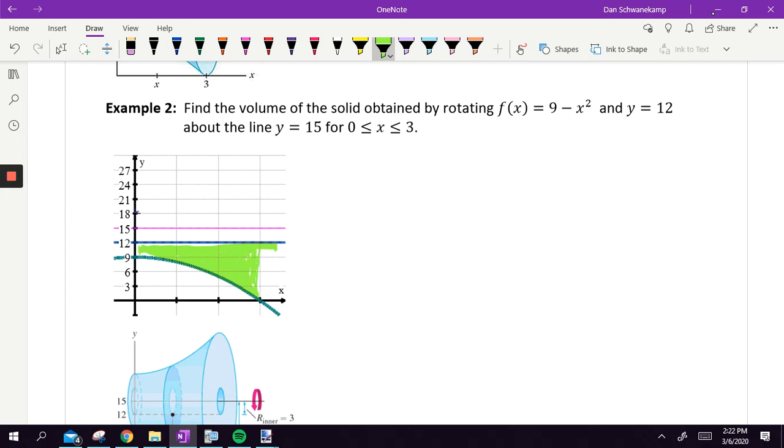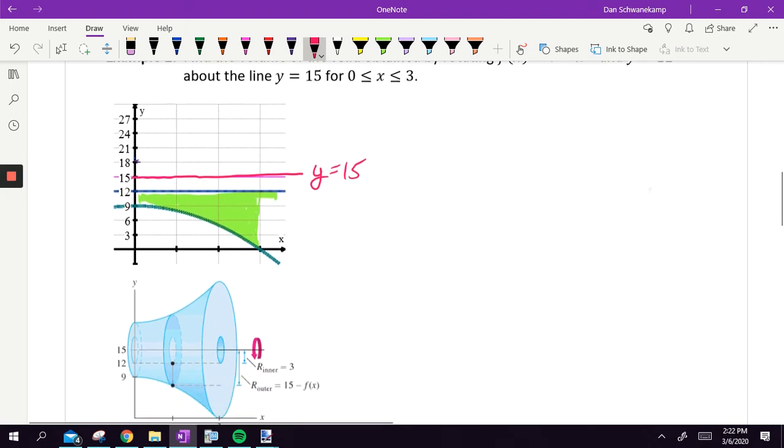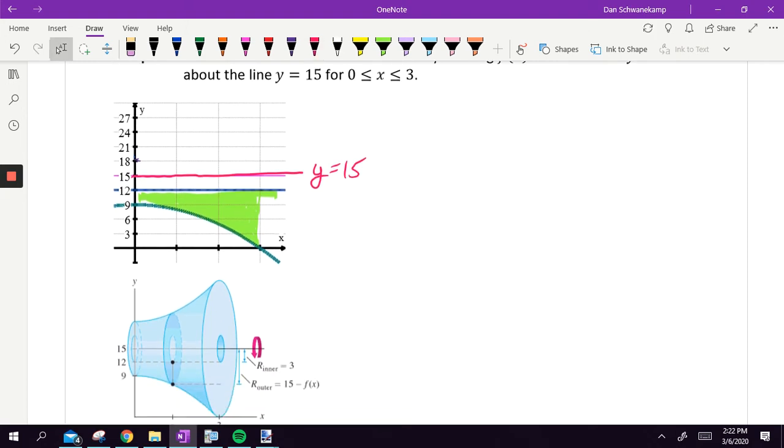Here's the shape I'm going around. This time, though, I'm revolving around the line y equals 15, so that's this line right here. Tell your neighbor what's going to be different about this problem than the last one. I heard a whole lot of washers out there. Jack, why do you think it's going to be a washer here?